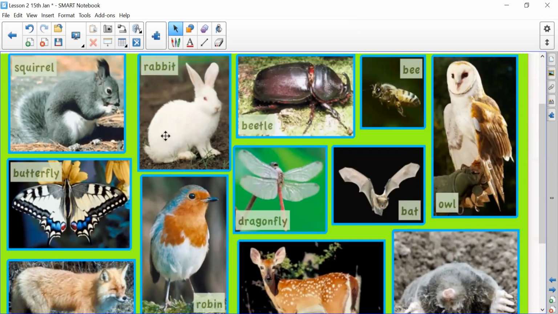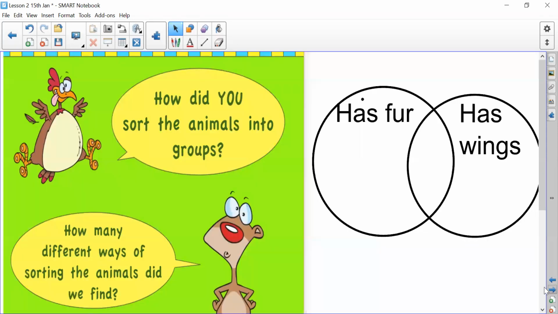So animals or living things with beaks, animals without beaks. Or perhaps we could do wings. Animals with wings: bat, owl, dragonfly, butterfly. Animals without wings: squirrel, rabbit. I must say organisms, because of course we must include everything. Beetle. A bee has wings. So have a think, how could we sort them?